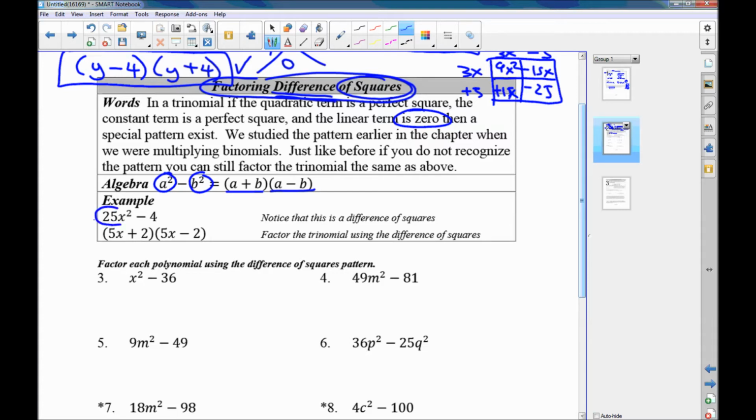See what that means here. So what's the square root of 25x squared? Oh, that's 5x. Put that in the front of both. What's the square root of 4? That's 2. So put that at the end of both. And then one gets a plus and one gets a minus. They're really fast to factor if you learn the pattern.